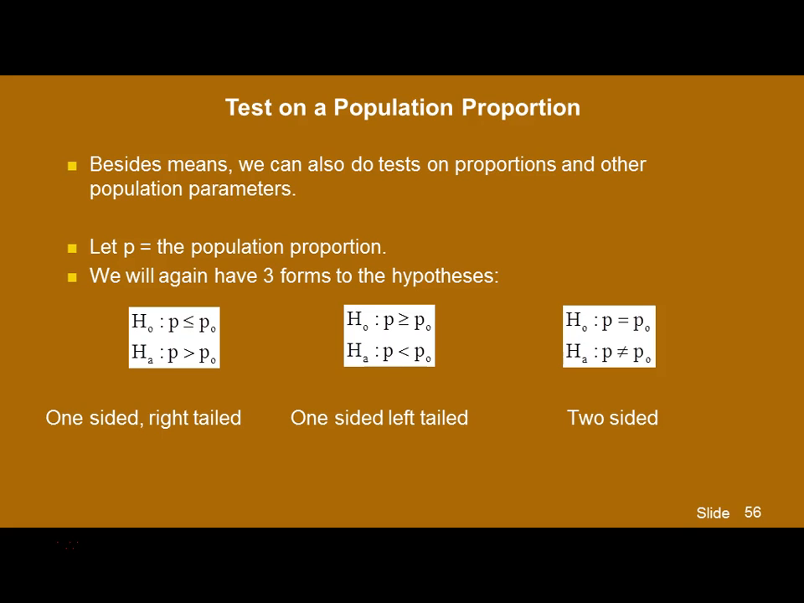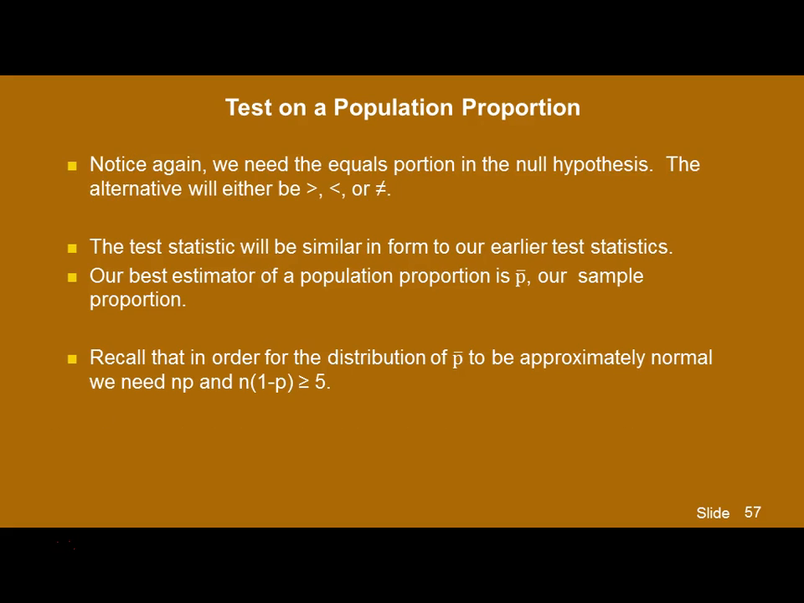As usual, how do you know whether you have a one or two-sided test? Well, you have to read the problem and look at what it is you're interested in, and that will tell you whether or not to use a one or two-sided test and whether it's right or left-sided. As I said a minute ago, never forget that you need that equals portion in the null hypothesis, as we need a specific testing point in our null hypothesis. The alternative will be either a greater than, less than, or not equal to.